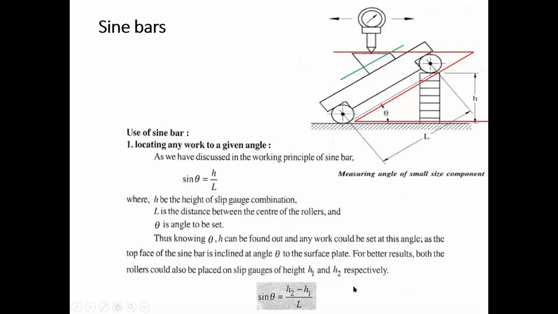Likewise, you are going to place the work part at the given angle. For that purpose, these sine bars are used, for locating work to a given angle.